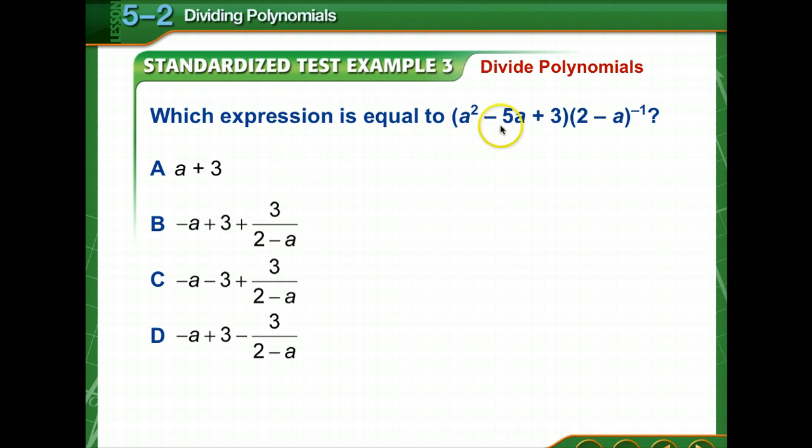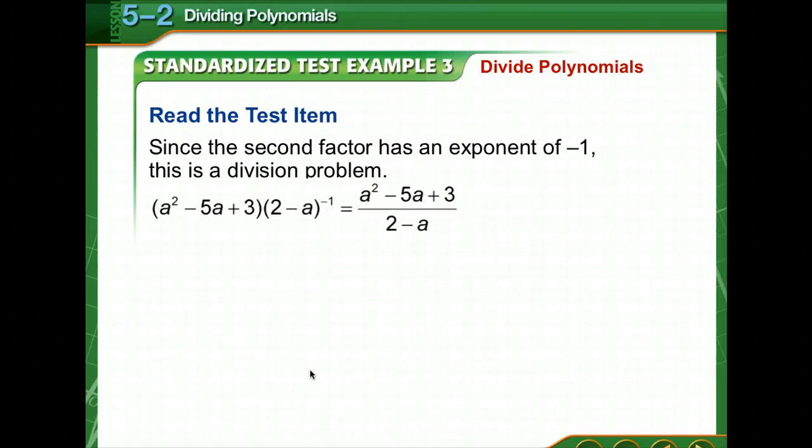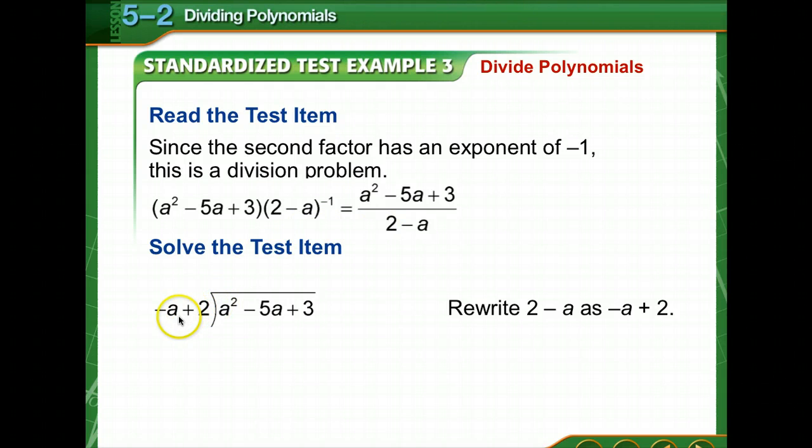So we have a squared minus 5a plus 3 divided by 2 minus a. So why don't you take just a moment and write all the answers down so you know which one you're looking at and you can choose as we're working through this. So we know we have a division problem, and we can rewrite it in a manner that's more familiar to us. Now we're going to use the division algorithm, and we can rewrite this as negative a plus 2, because we want the a first.